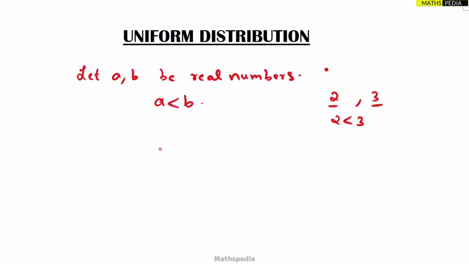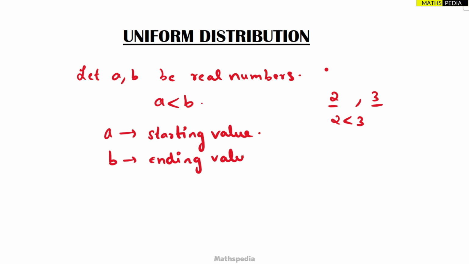Now, here a is the lesser value. It will be the starting point or the starting value. What will b be? b will be the ending value. And always remember a should be less than b, since a is the starting value and b is the ending value.